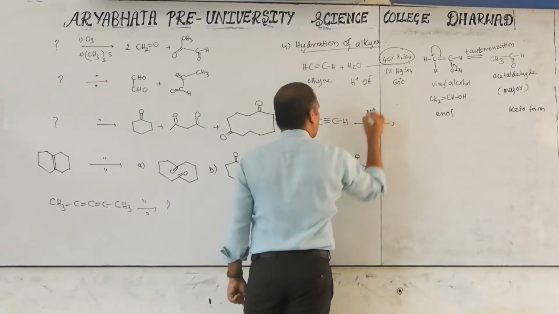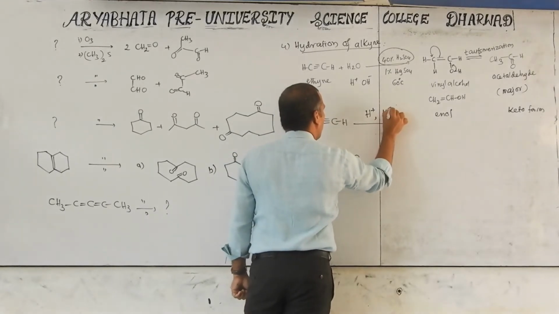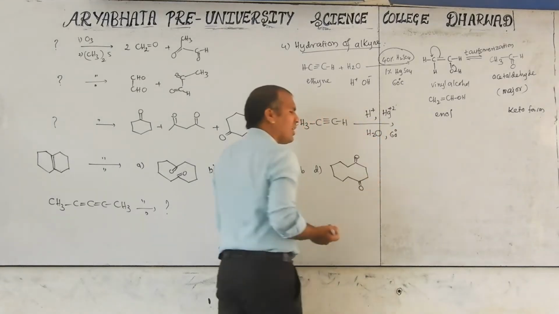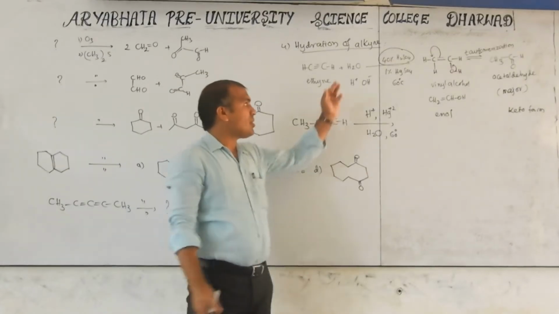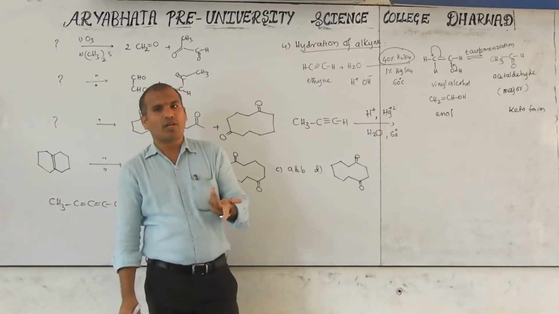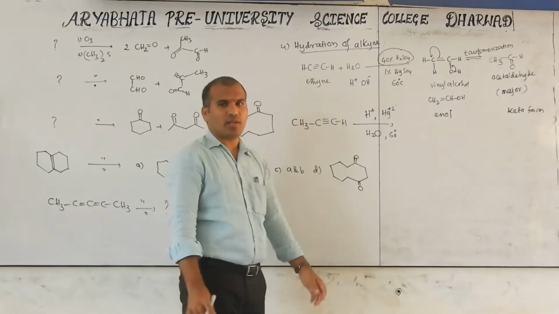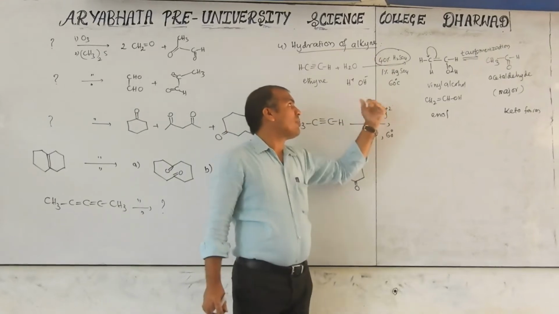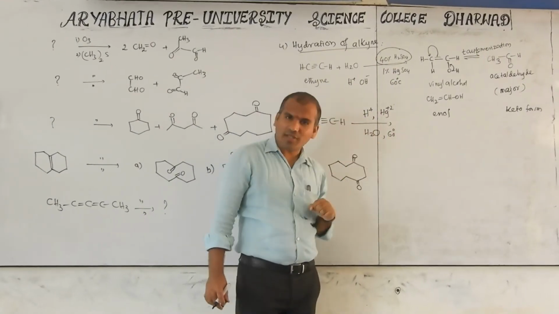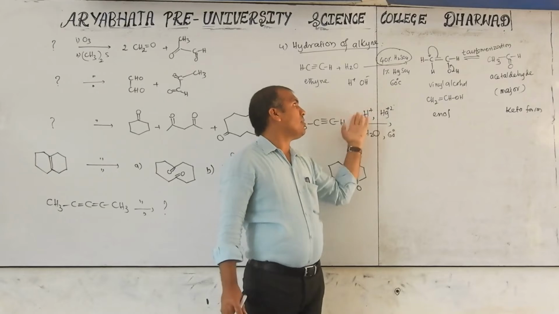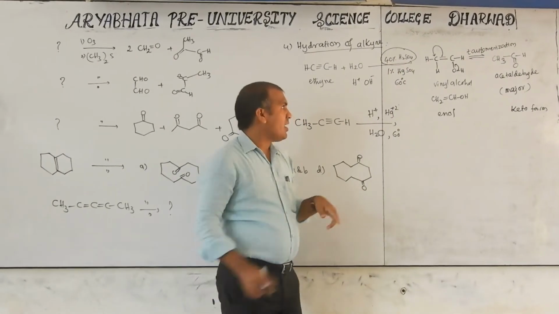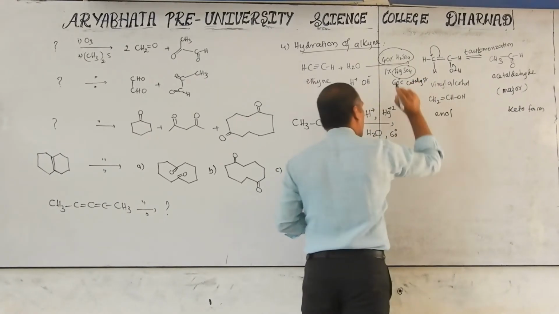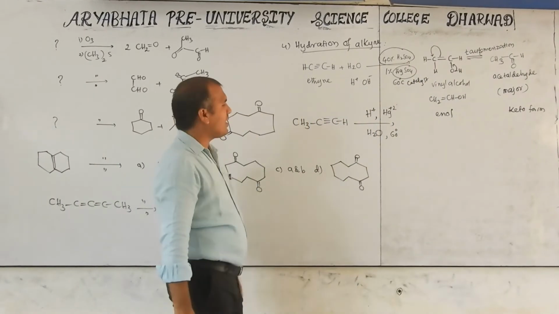H plus is given as Hg plus water at 60 degrees Celsius. Sometimes the temperature is not mentioned. If it is not mentioned in your question, you have to mention that it is 60 degrees Celsius only. Here HgSO4 and H2SO4 are written simply as H plus and Hg plus, which means H plus is as it is, and mercury is in the form of Hg plus 2. Here Hg plus 2 acts as a catalyst.